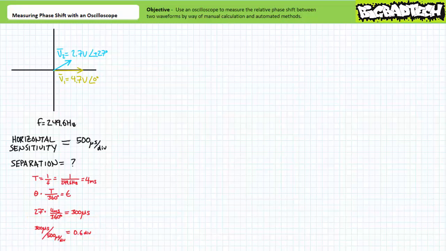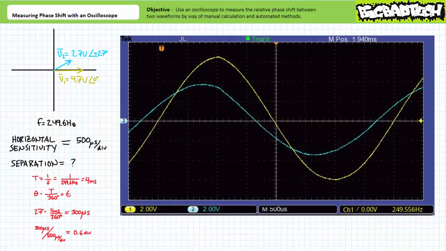Let's see if we're correct. When two waveforms with a frequency of 249.6 Hz and a relative phase shift of 27 degrees between them are placed on the oscilloscope using a horizontal sensitivity of 500 microseconds per division, we do indeed observe a separation of approximately 0.6 divisions between them.